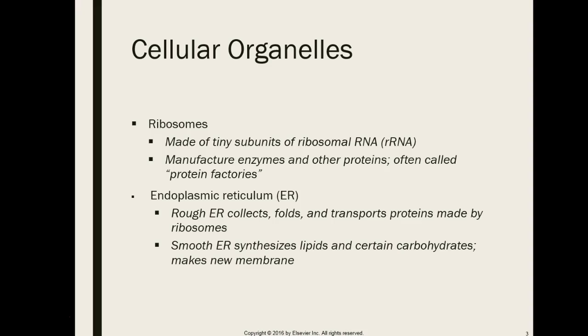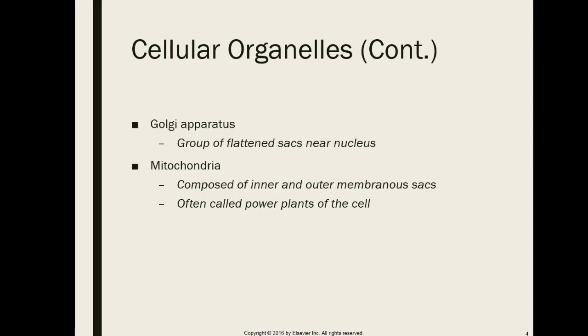The endoplasmic reticulum is broken up into rough and smooth. Rough is responsible for collecting, folding, and transporting proteins, which were made by the ribosomes. And smooth endoplasmic reticulum is responsible for synthesizing lipids and certain carbohydrates. The Golgi apparatus is a group of flattened cells near the nucleus that collects chemicals into vesicles that move outward to the plasma membrane. That's a transportation center.